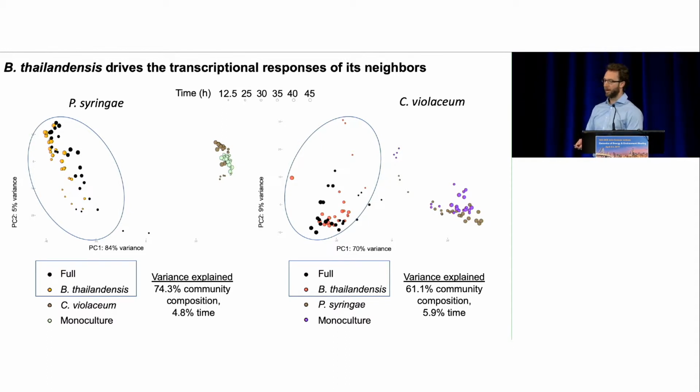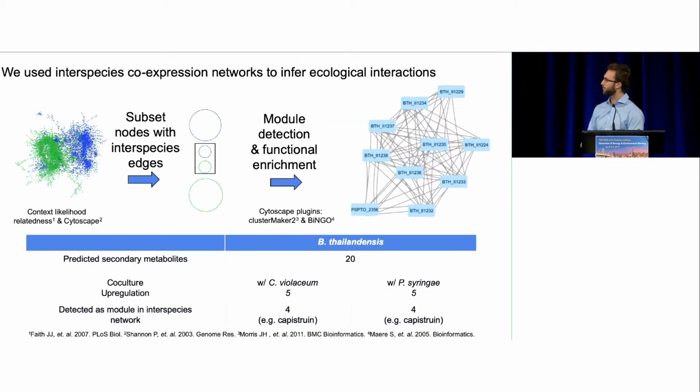So we next want to ask how Burkholderia is driving this transcriptional response of its neighbors, and we hypothesized that it was competitive interactions mediated through secondary metabolite production. For that, we took a network approach. Here in green, let's say that's Burkholderia gene expression, and in blue, either Pseudomonas or Chromobacterium gene expression. We used the transcriptional data to run a co-expression network, and then specifically subset the nodes that had interspecies connections. Then we ran module detection and functional enrichment.